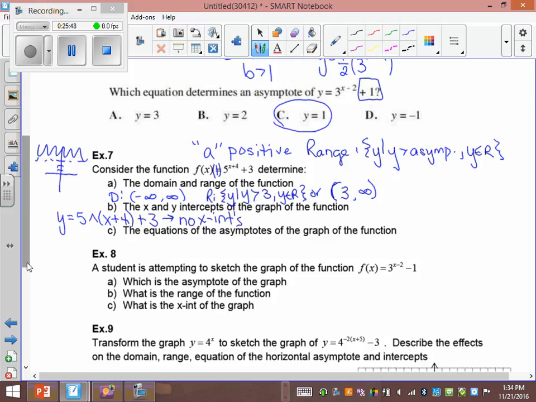The y-intercept, we just plug 0 in for x. So we're going to get y equals 5 to the 0 plus 4, plus 3. So it's going to be 5 to the 4 plus 3, which is, I have no idea. 5 to the 3 is 125. 5 to the 4, oops. 5 to the 4 plus 3, 628.